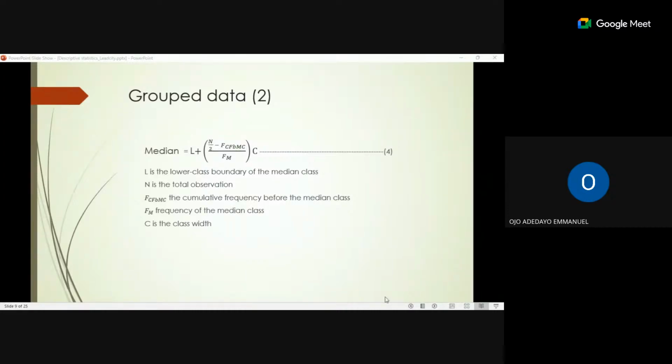So let's move on. Before we get to the calculation, I'm going to give room for questions. So now the FM means the frequency of the median class. That is what we call the FM. And then C is the class width for this median.